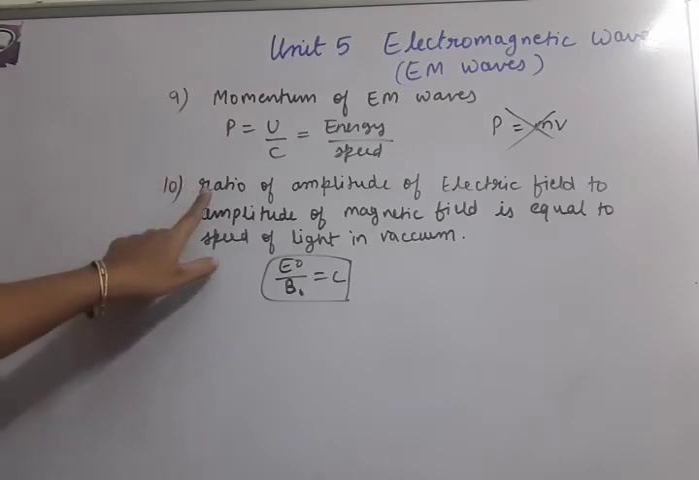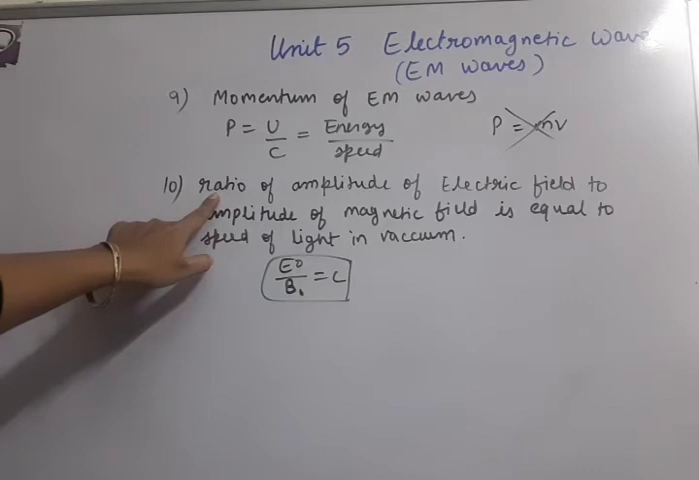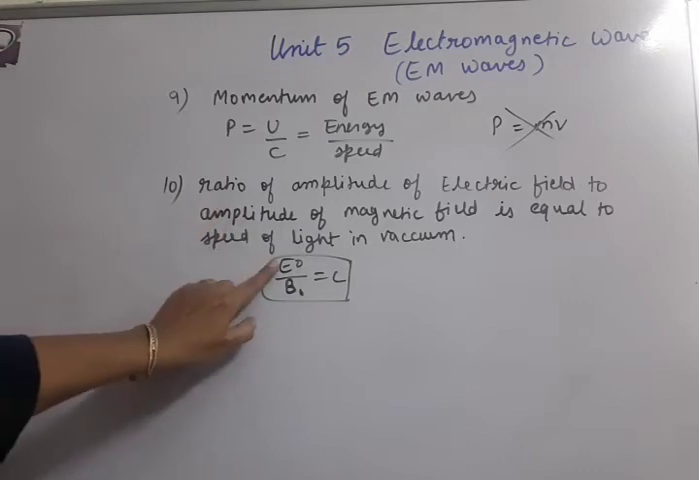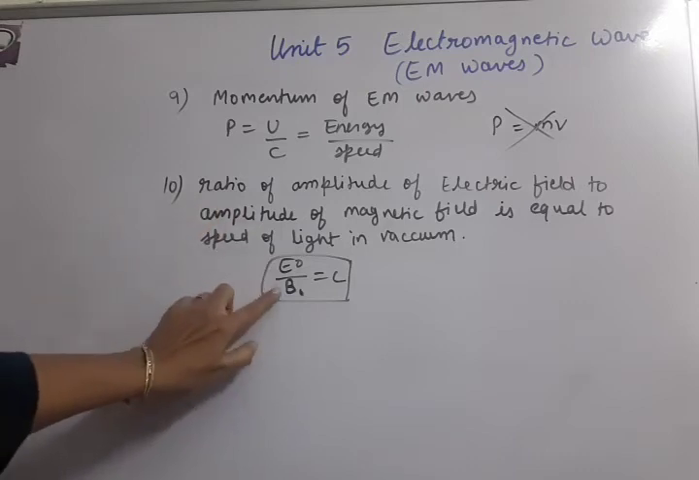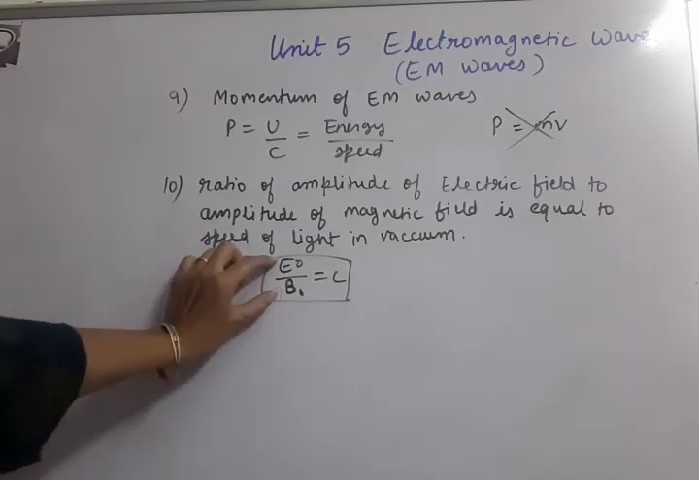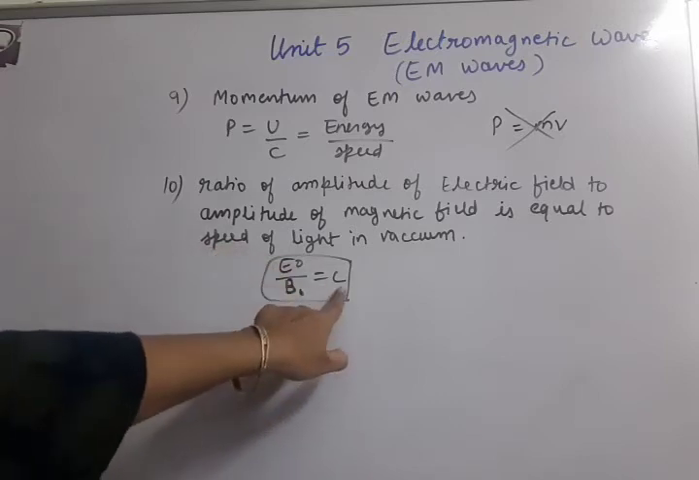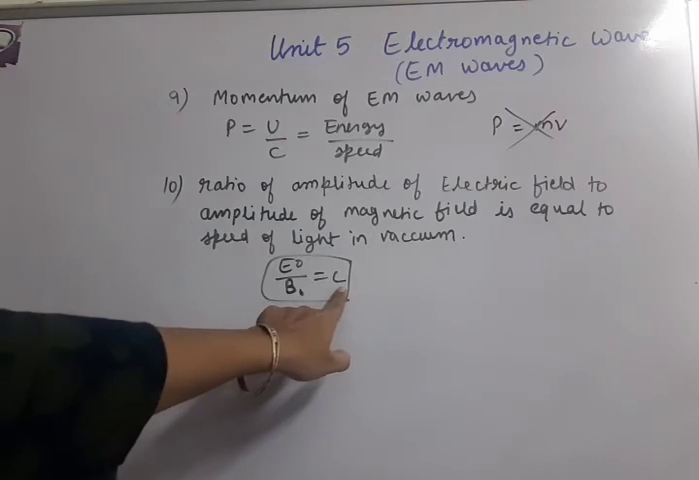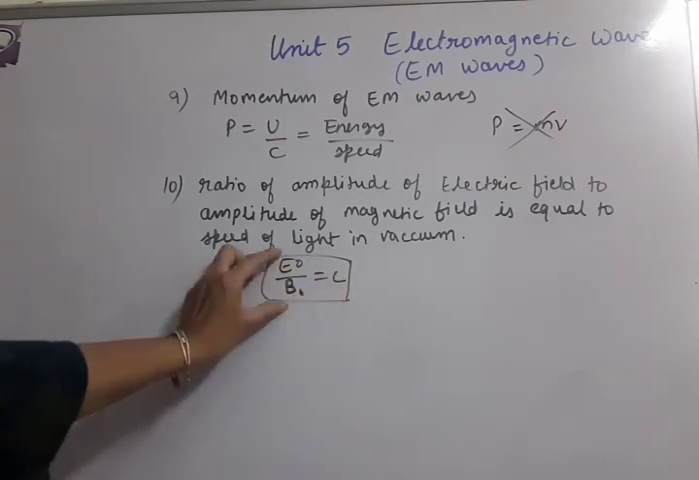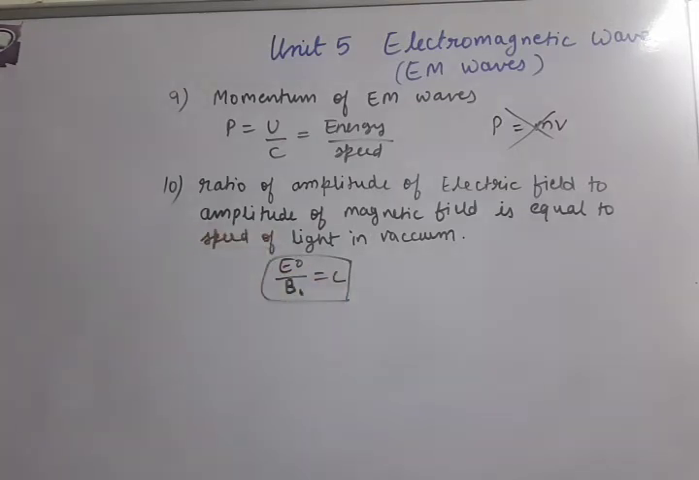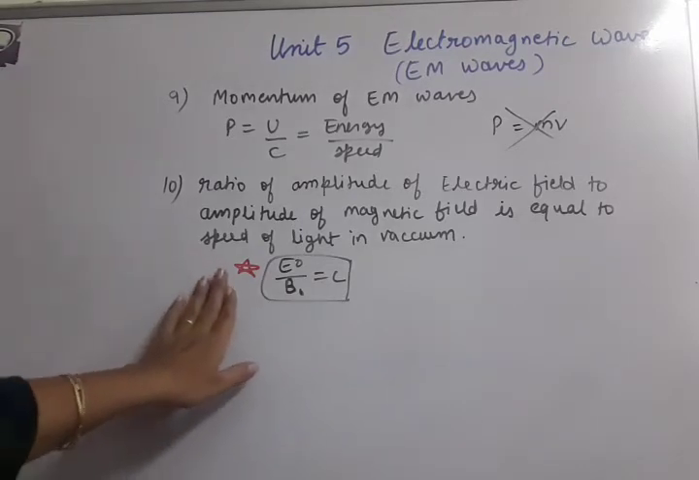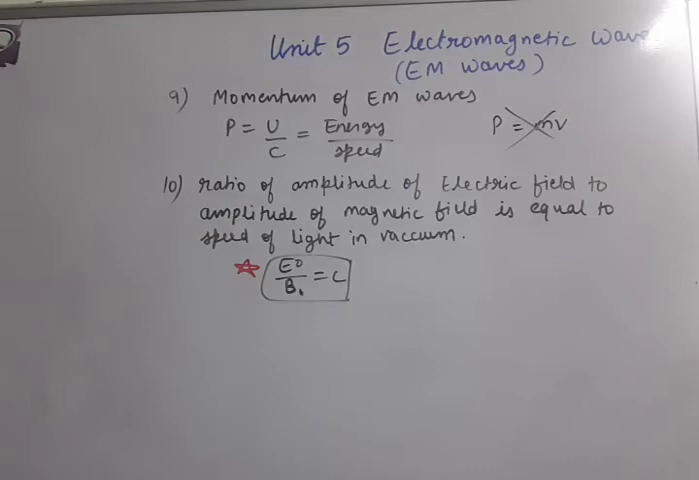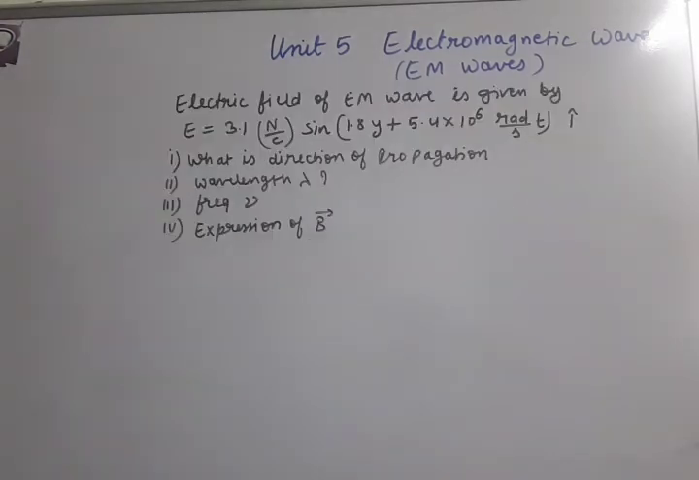Secondly, the second property, the ratio of amplitude of electric field to amplitude of magnetic field, this ratio is always equal to speed of light, speed of EM wave in vacuum. So remember this formula, it is very important from numerical point of view also. E0 upon B0 ratio is equal to C. Now we'll solve a numerical based on these properties. Let us see this question.